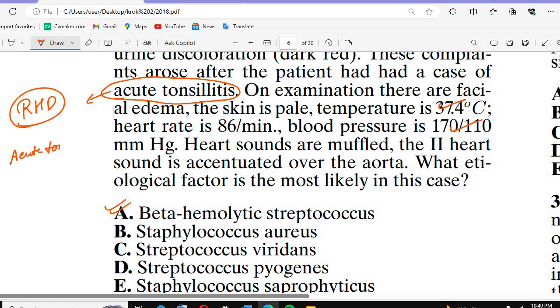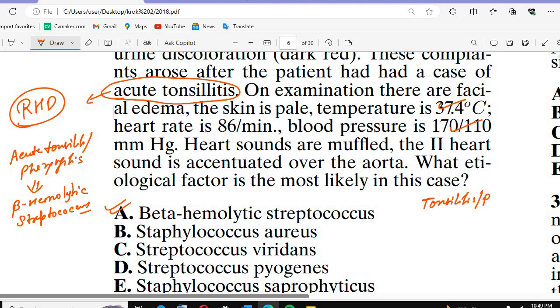Acute tonsillitis or pharyngitis. What are the etiological organisms? That is the beta hemolytic streptococcus. So what do they do? Tonsillitis, pharyngitis. If you do not treat these conditions, we discuss all the prophylaxis and everything in rheumatic heart disease.